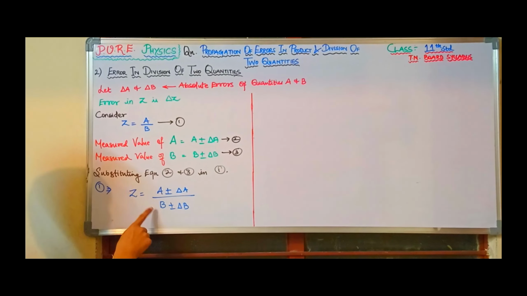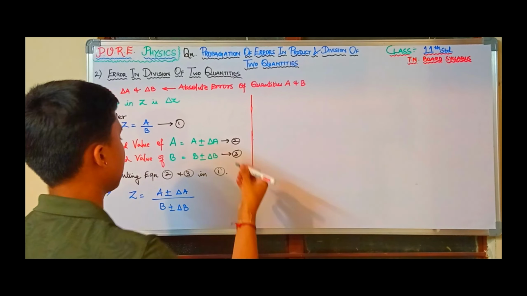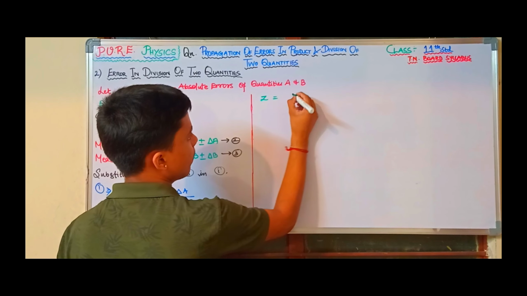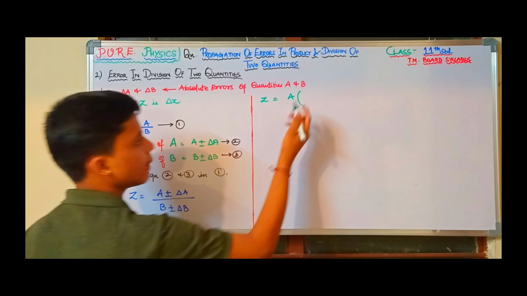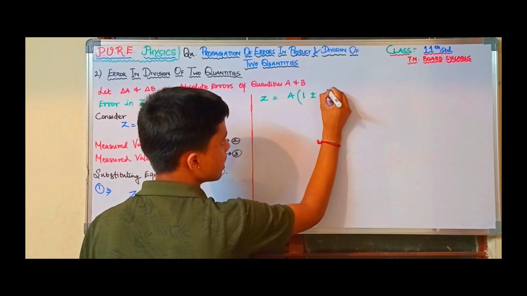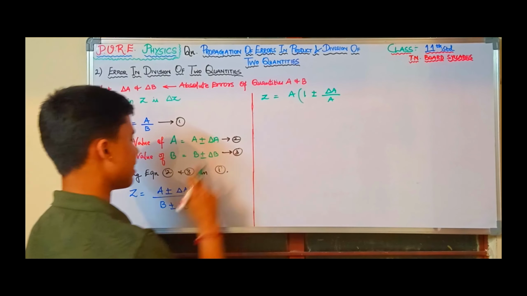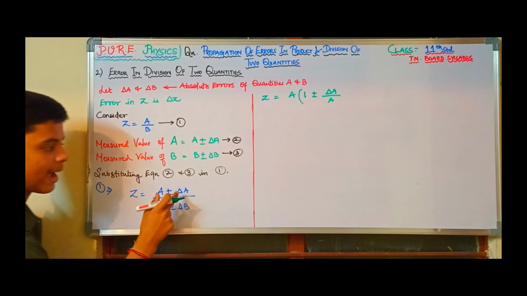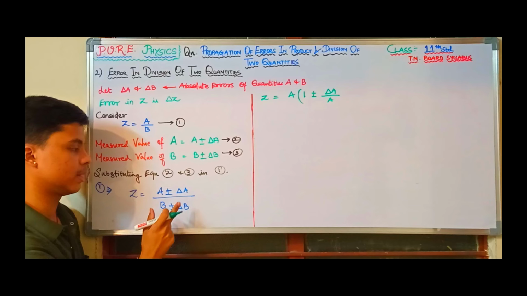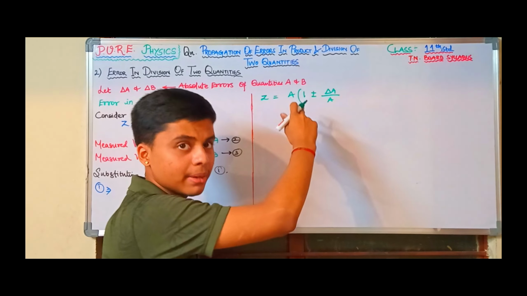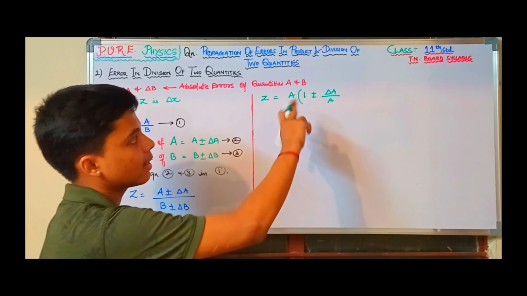Now I'm going to take A common in the numerator, and B common in the denominator. So first let me take A common in the numerator. Z is equal to, if I take A common, then the quantity inside the bracket will become 1 plus or minus delta A by A. Why am I dividing delta A by A? Because if I take A common out in the numerator, I don't have any A term in the delta A. So if I take A common out of the two terms, then the first term will become 1, and the second term will be divided by the value that you are taking out of the bracket.